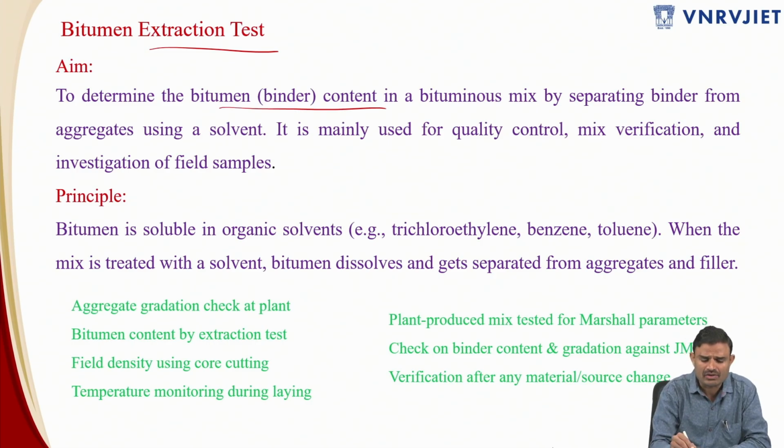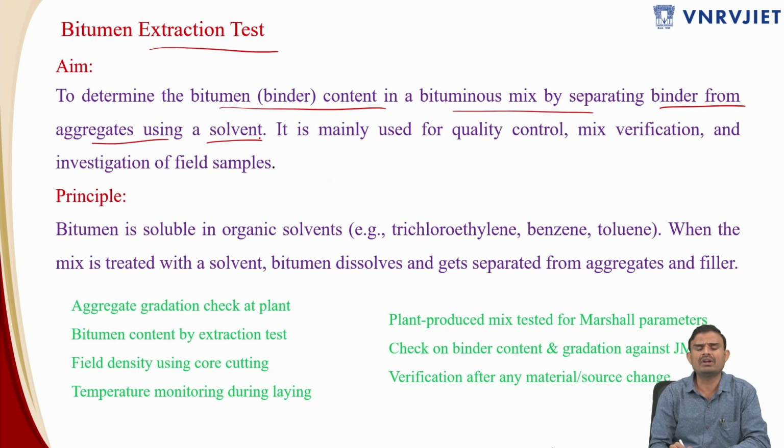So that is what has been mentioned here: to determine the bitumen content in the bituminous mix by separating binder from aggregates. That is done by using a solvent. A solvent is any liquid in which the bitumen is dissolvable. Here we have solvents like trichloroethylene, benzene, toluene. Basically bitumen is a hydrocarbon material which is obtained from the fractional distillation of crude oil, so it has the ability of dissolving in solutions like trichloroethylene, benzene and toluene. Generally we do not encourage benzene because of health issues, so we generally go for using toluene.